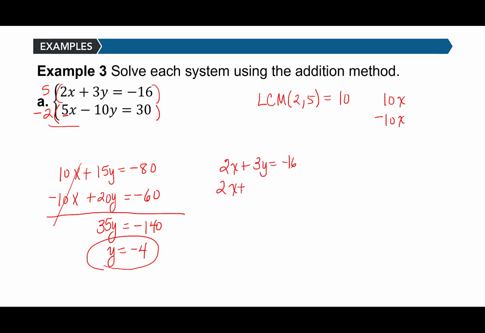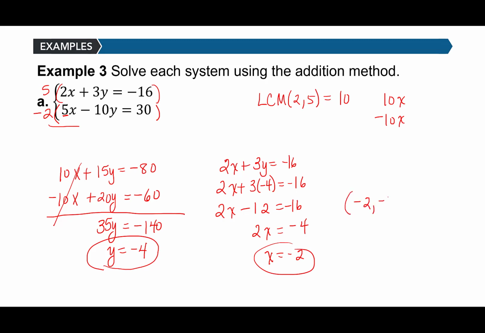In place of y, I'm going to put negative 4. So this gives me 2x plus 3 times negative 4 equals negative 16. Simplifying, 2x minus 12 equals negative 16. And then we can add 12 to each side to get 2x equals negative 4. And then divide by 2 to get x is negative 2. So my solution is the ordered pair negative 2, negative 4.